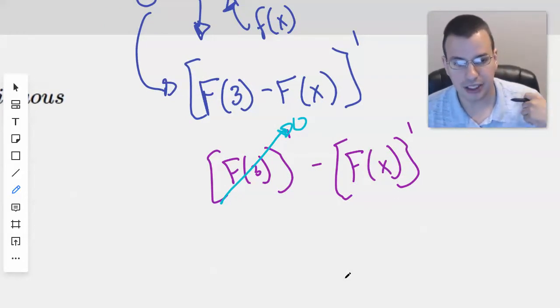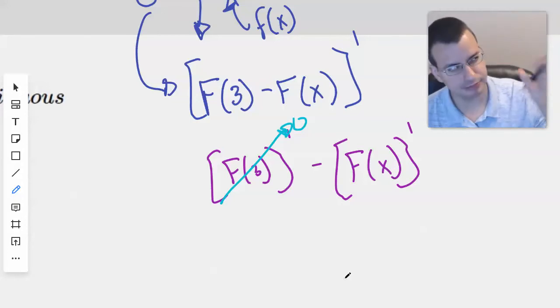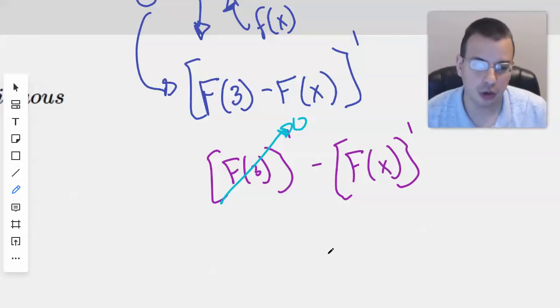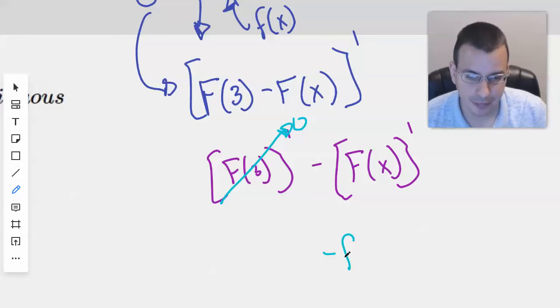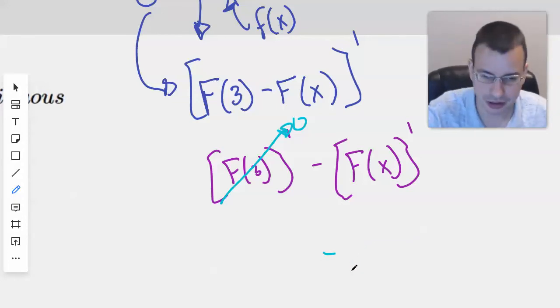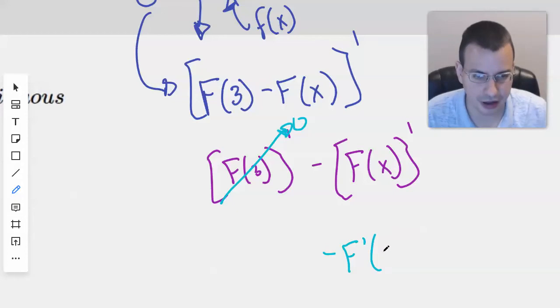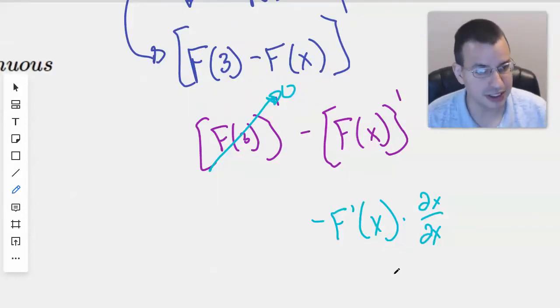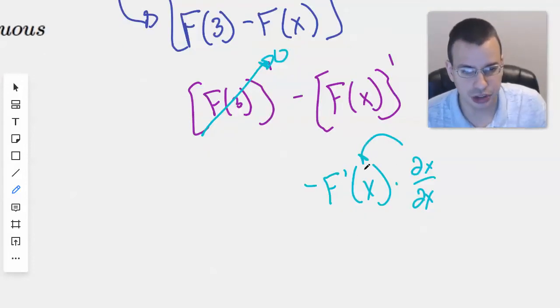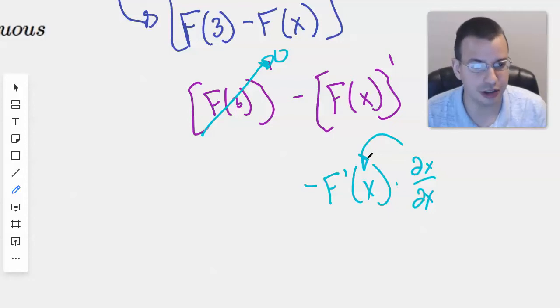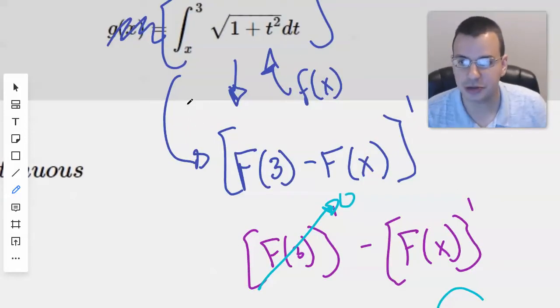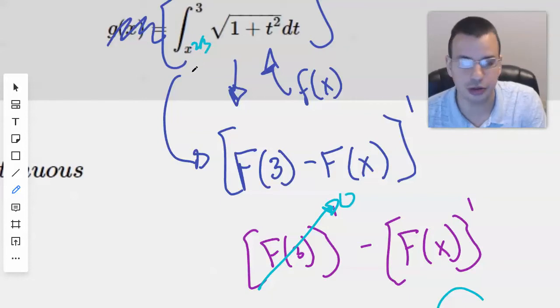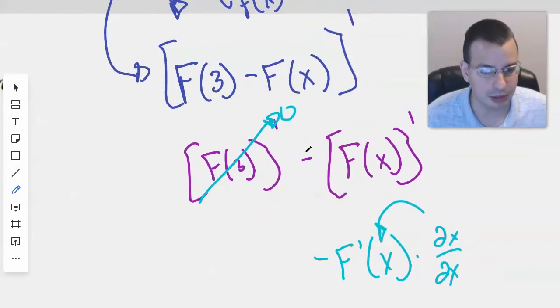Well, we're going to have to do the chain rule. So we'll have negative f prime of x times the derivative of x with respect to x. That's the symbol for partial derivative, but you can think of it as a normal derivative with respect to x here. And that's just because the interior here was just x. It turns out pretty simple for this question because the interior was just x. But if instead of just x, we had like x squared or x cubed or x to the 2/3, then it would get a little bit more complicated.